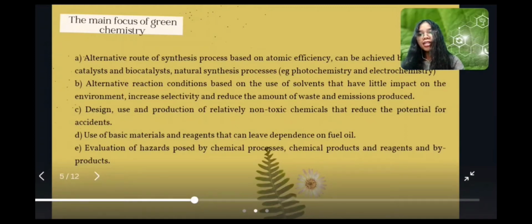C. Design, use, and production of relatively non-toxic chemicals that reduce the potential for accidents. D. Use of basic materials and reagents that can relieve dependency on fuel oil. E. Evaluation of hazards posed by chemical processes, chemical products, reagents, and byproducts.